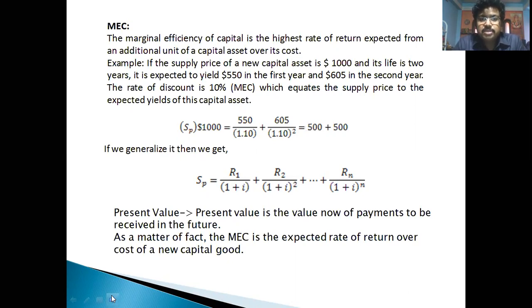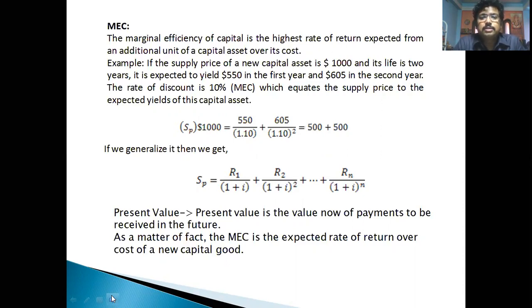The marginal efficiency of capital is the highest rate of return expected from an additional unit of capital asset over its cost. What does it mean? It means that marginal efficiency of capital is a return that is expected from an additional unit of capital asset. If there is a one unit increase in capital asset, then the highest rate of return which is expected for it is the marginal efficiency of capital.